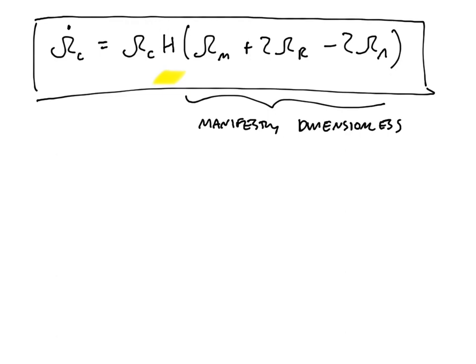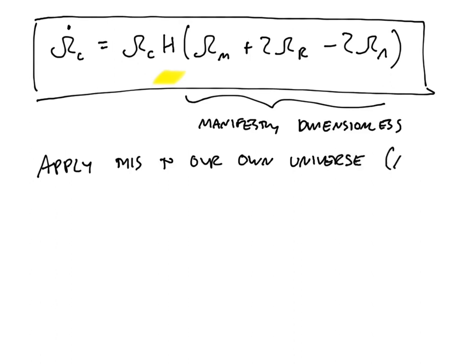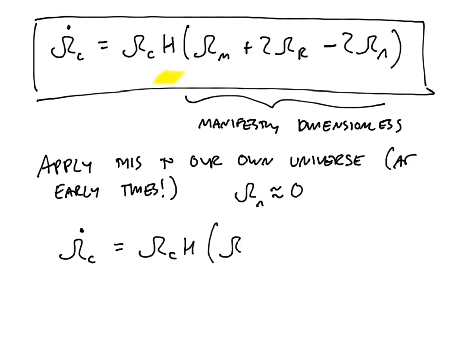Okay, great. So now let's apply this to the early universe. So let's apply this formula now to our own universe at early times. At early times, omega lambda is negligible. There is very, very little omega lambda. You might remember this from our last lecture. So we can ignore that. And what we find then is that omega c dot equals omega c h times omega m plus 2 omega r.